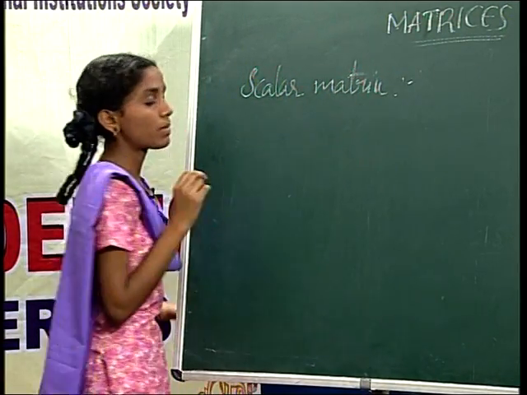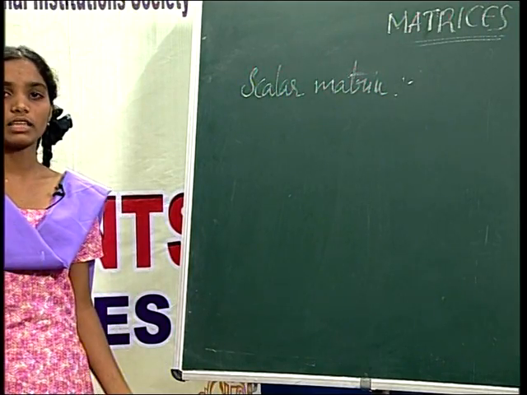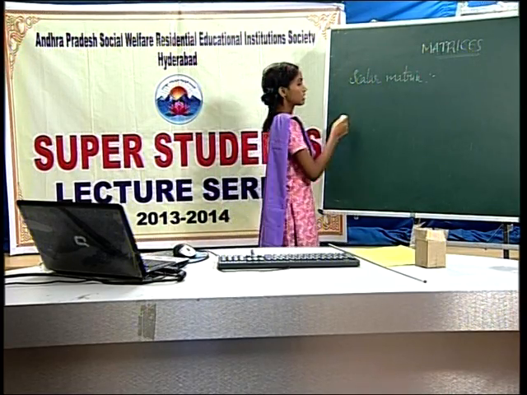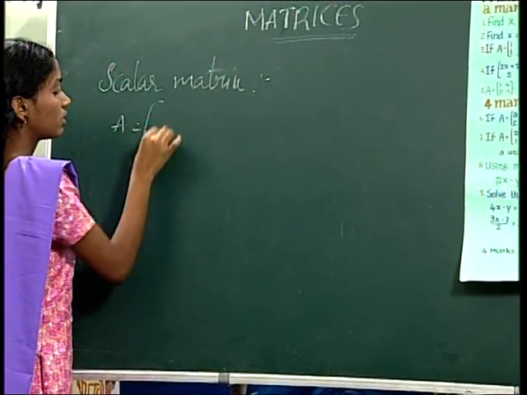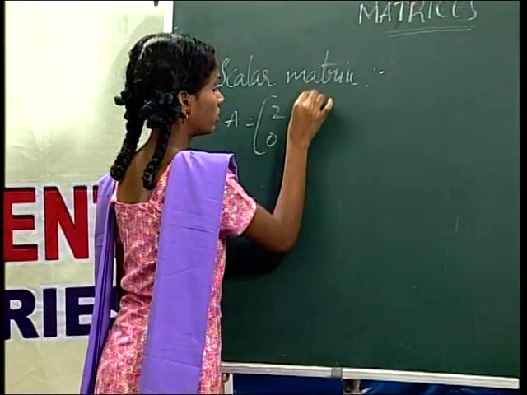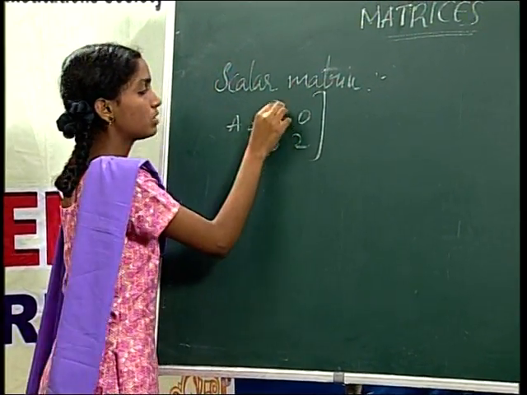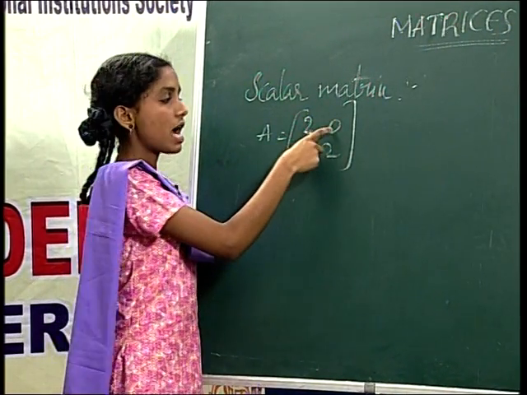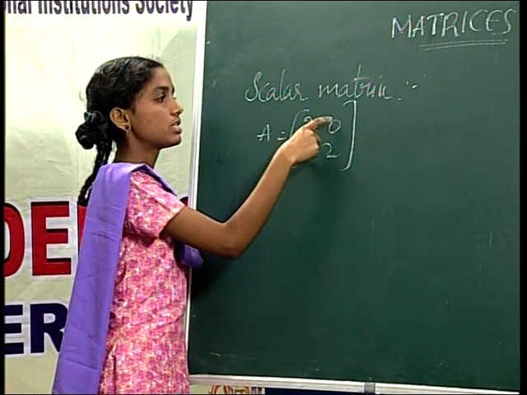The elements which are present in the principal diagonal are equal and the other elements are 0. It is a scalar matrix. For example, A is 2, 0, 0, 2. This is the principal diagonal. The elements present in the principal diagonal are equal and the other elements are 0. It is a scalar matrix.